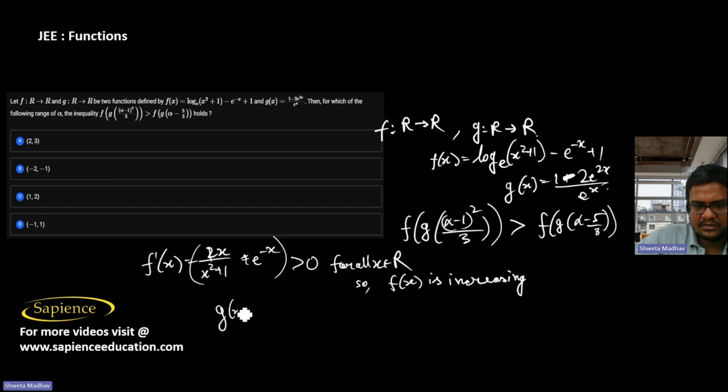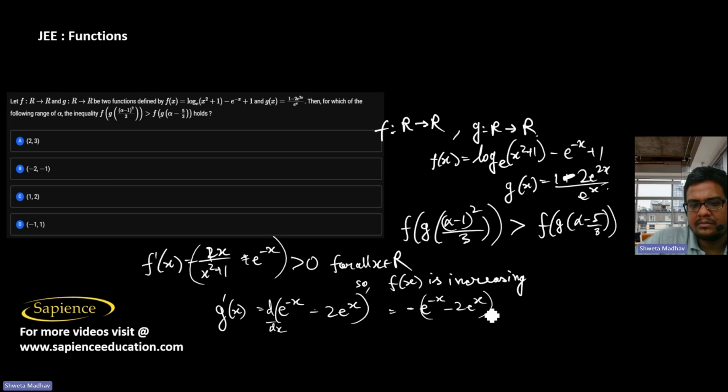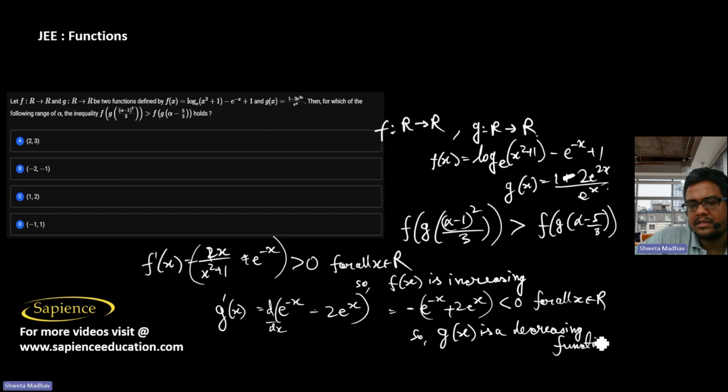And g of x, if you find g dash x, that will be equal to, you can write e power minus x minus 2 e power x. So d by dx of this, that will be minus e power minus x minus 2 e power x. This will be obviously less than 0 for all x belongs to R. So therefore I can say g of x is a decreasing function and f of x is an increasing function.